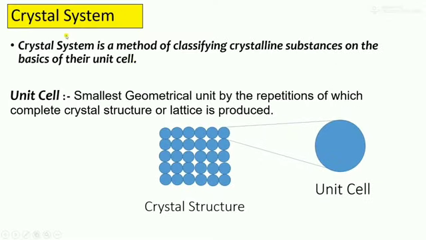Now what is a crystal system? A crystal system is a method of classifying crystalline substances on the basis of the unit cell. And unit cells are the smallest geometrical unit by the repetition of which the complete crystal structure or lattice is produced, as you all can see in the diagram.